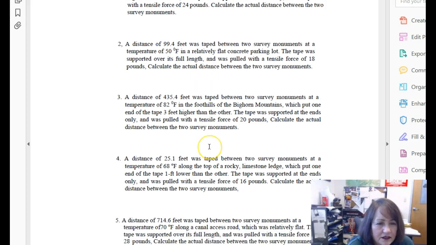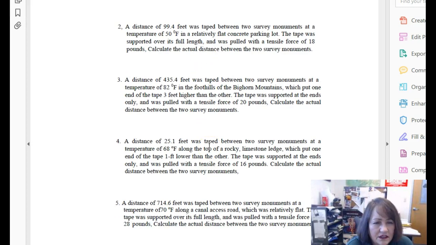All right, number 3, we have a distance of 435.4 feet. It was taped between 2 survey monuments at 82. So on number 3, the temperature is high. That means that the tape is long, right? Which puts one end 3 feet higher than the other. So that's that slope correction. Once again, we're going to subtract that one.